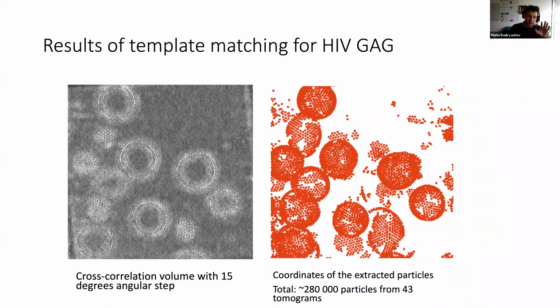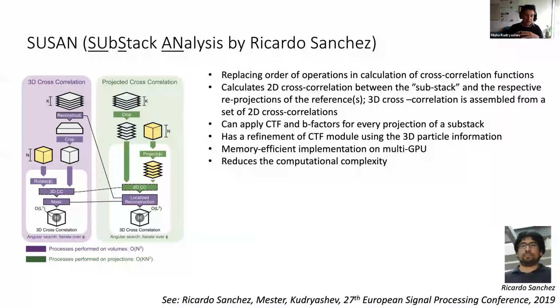Okay, so at the high resolution end of our workflow, we basically would have to get unbinned 3D particles from unbinned tomograms. They are very, very large, and especially on the K3 with a very large chip, they become prohibitively huge. So what Ricardo Sanchez in our group did, he introduced substack analysis, which we call Susan now.